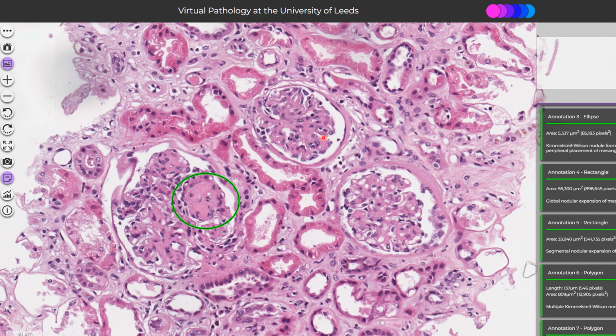Sclerosis also occurs in the capillaries of the glomeruli. You can see the pinkish material, and sometimes the sclerosis becomes collected, okay, and it forms a nodule, and it is known as Kimmelstiel-Wilson nodule. Okay.